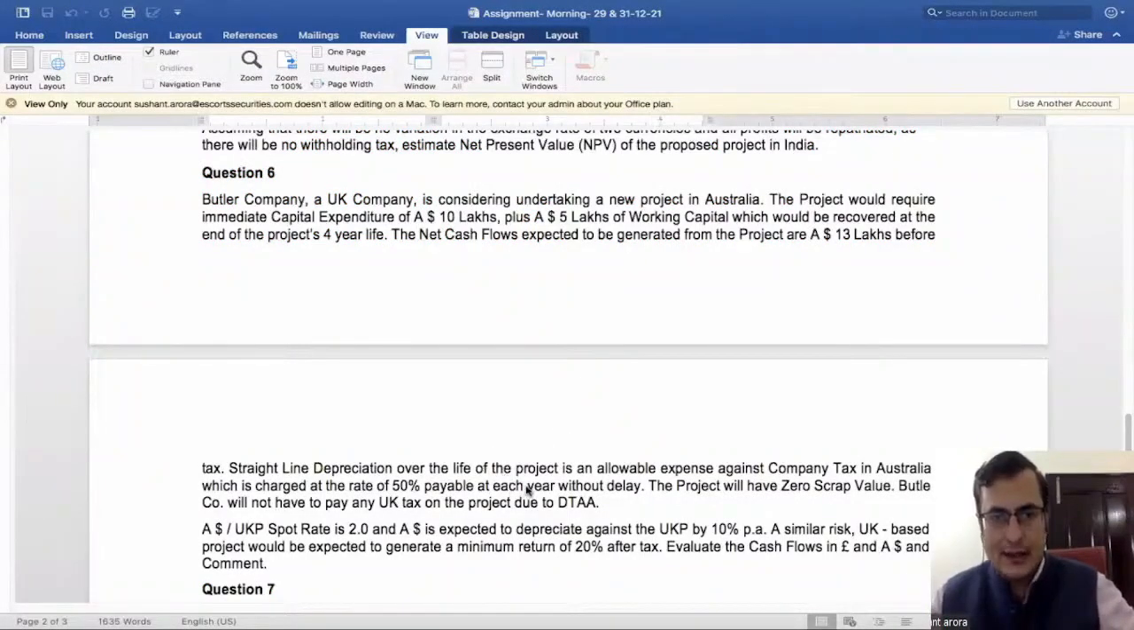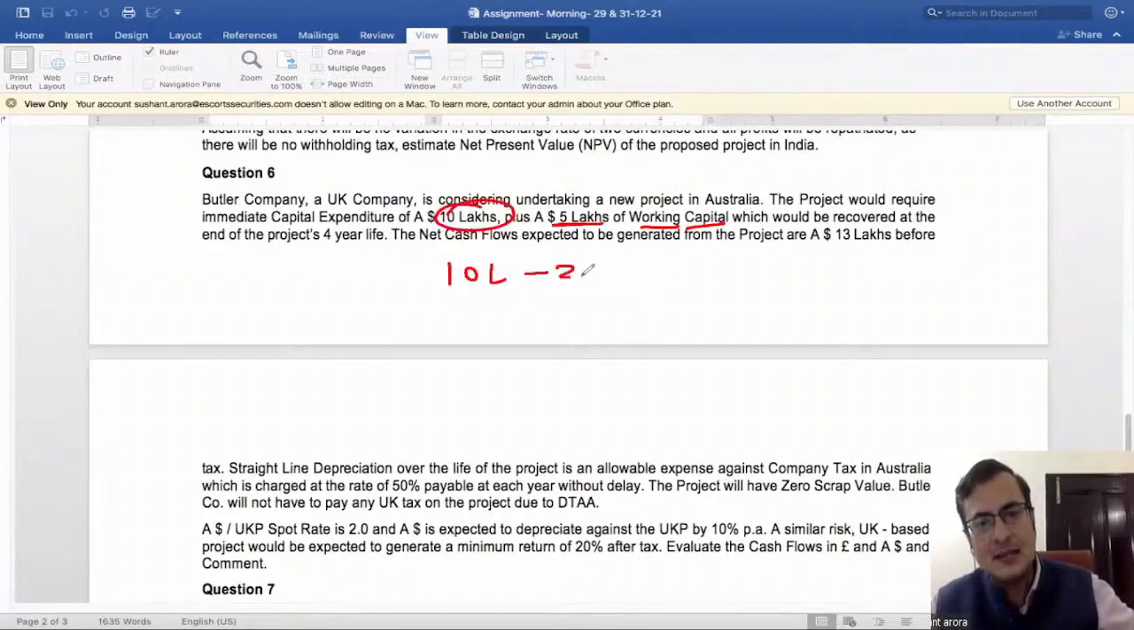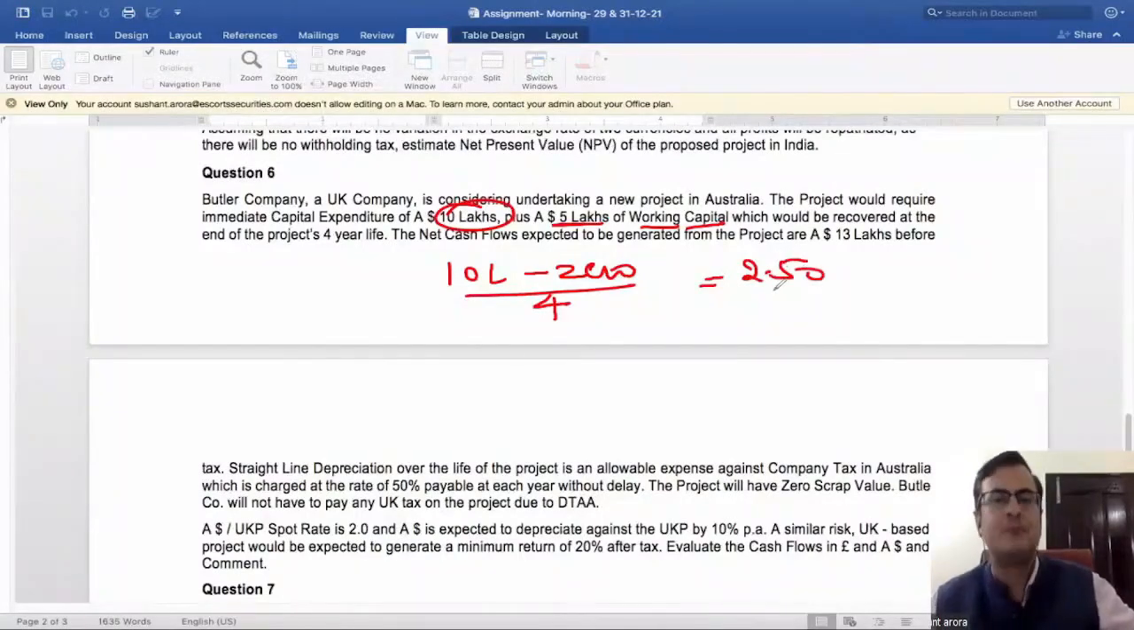It says straight line depreciation is there, scrap value is 0. This is a capex, and this is working capital, which you will get back. This is the only capex. So your depreciation is 10 lakhs minus 0 scrap value divided by 4. That comes to 2.5 lakhs. Is the depreciation clear, guys?